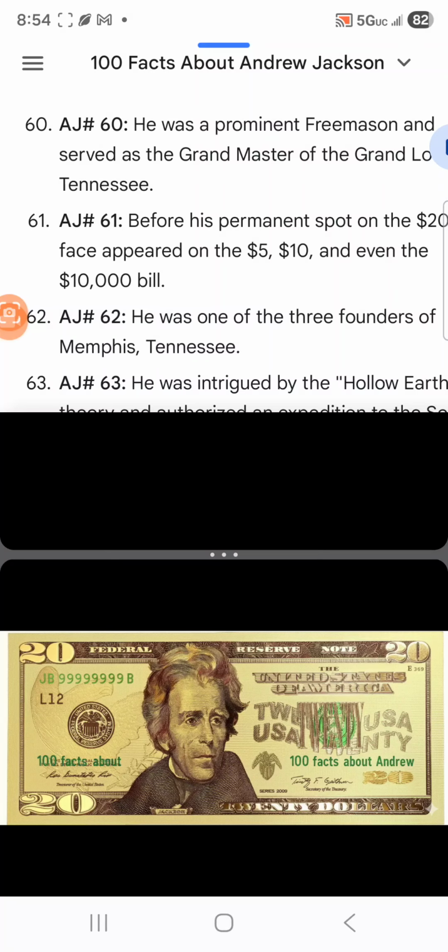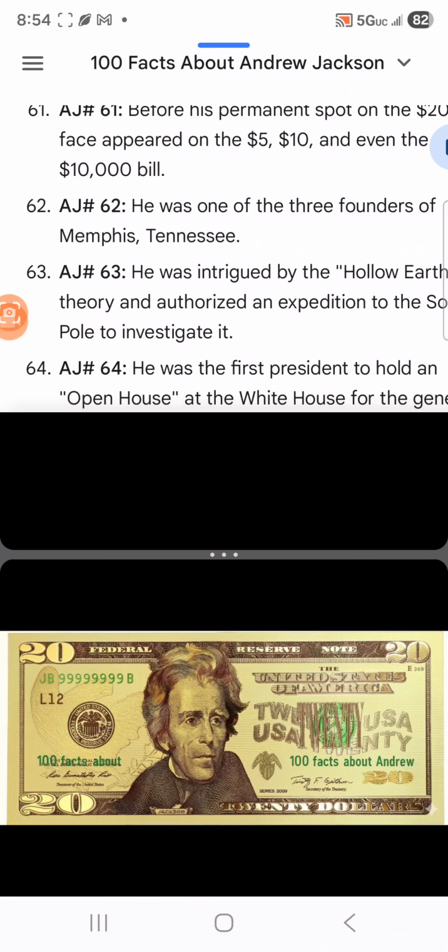61. A.J. number 61. Before his permanent spot on the $20, his face appeared on the $5, $10, and even the $10,000 bill. Wow, another thing he has in common with Abraham Lincoln. Both of them were on a $5 bill at one time. 62. A.J. number 62. He was one of the 3 founders of Memphis, Tennessee. Wow, maybe Memphis should have a street named after him. In my neighborhood, we have a street named after Andrew Jackson, which is kind of weird.